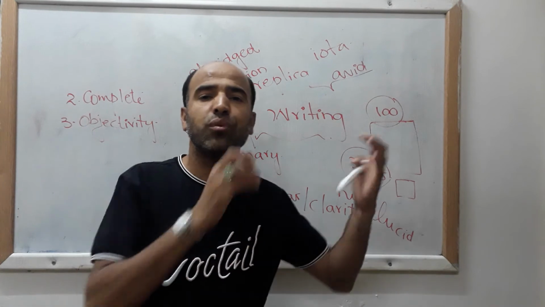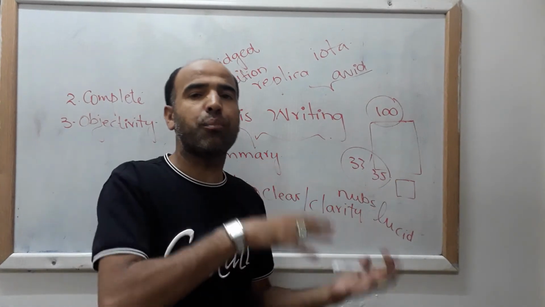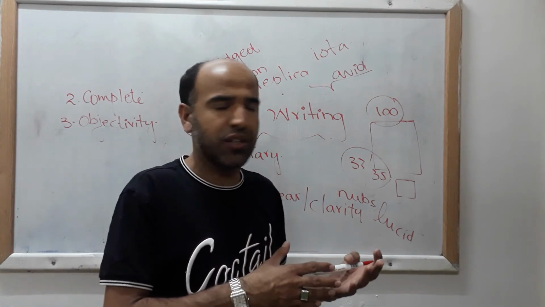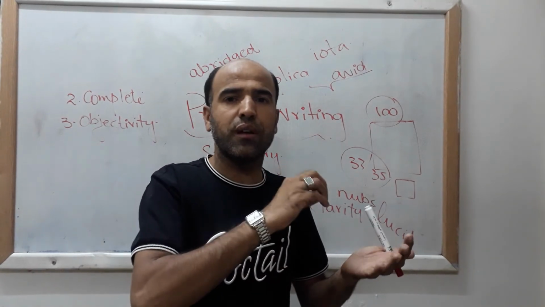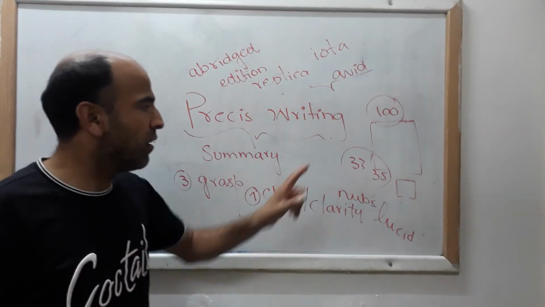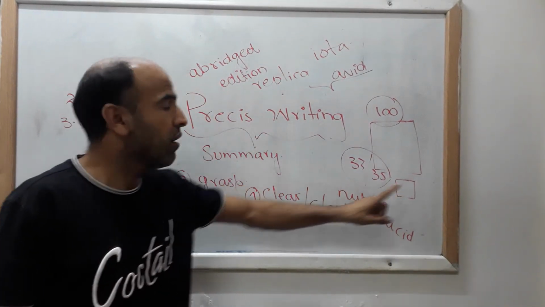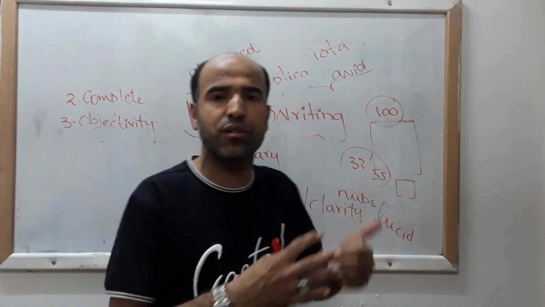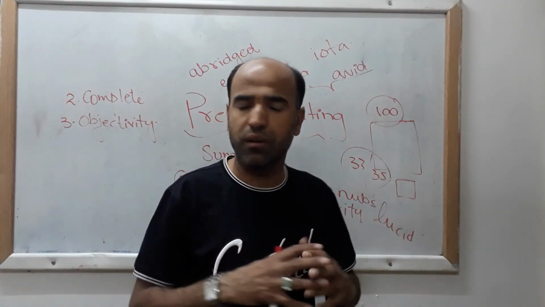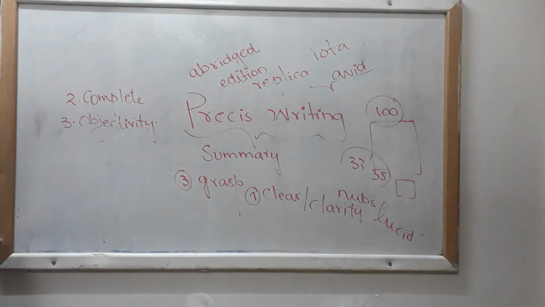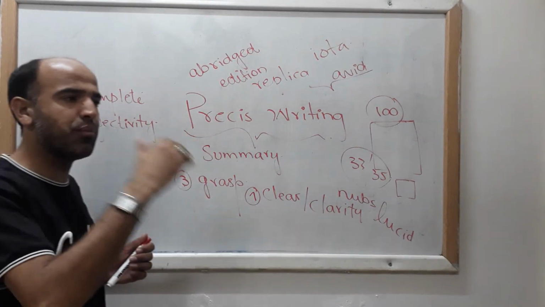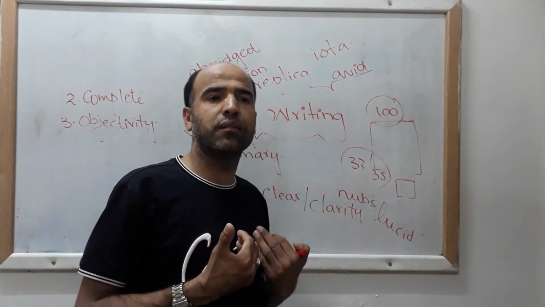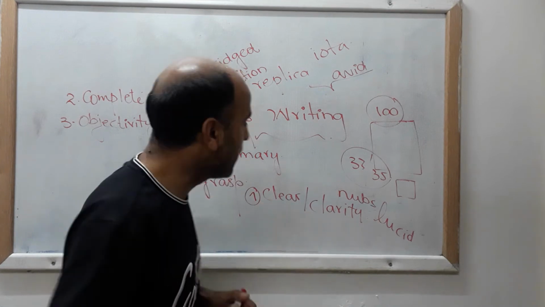You are not supposed to incorporate your likings and dislikings, predilections as we call them in English, in your précis writing. You must be disinterested and detached when you are writing your précis. This is called objectivity. Nothing from your own side. You are not supposed to write something from your own side, that I like it and I like it to be done like this, and so on and so forth.